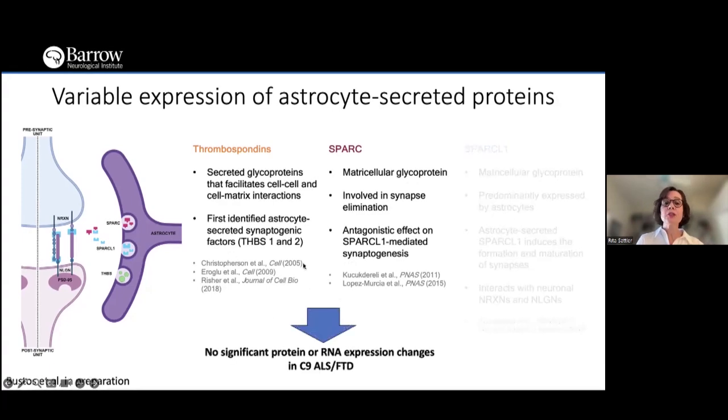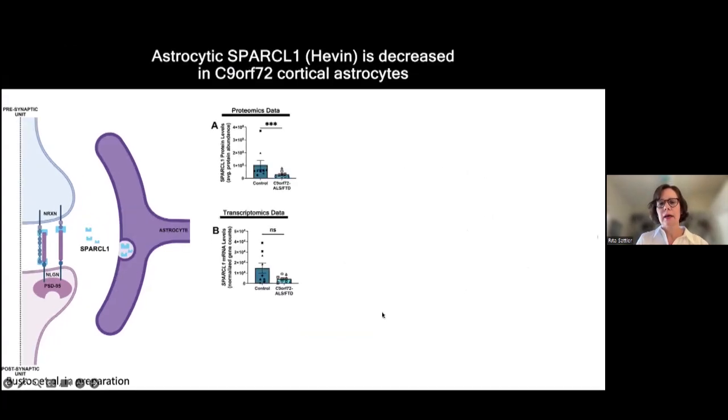We didn't find any changes in thrombospondins and SPARC, neither on the RNA level nor on the protein level. But we were really excited to see that there was a significant difference in astrocytic SPARCL1, which is also known as Hevin, which is decreased in the proteomics data. Again, there's a hint at a difference in the transcriptomic data, but it did not reach significance.